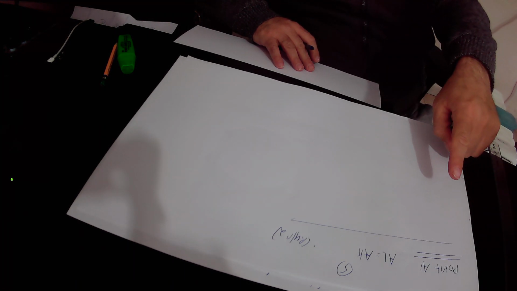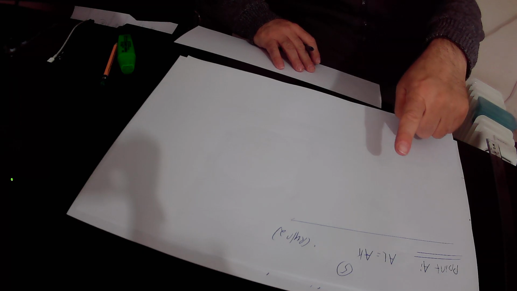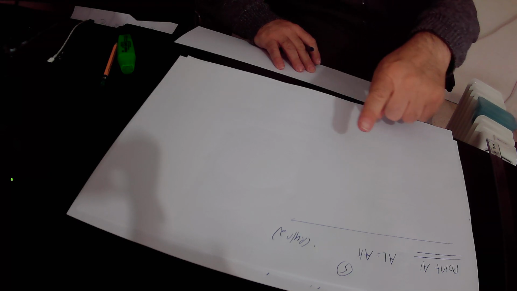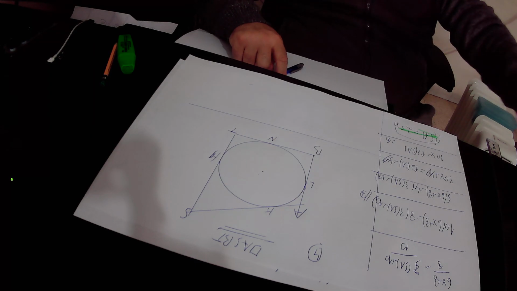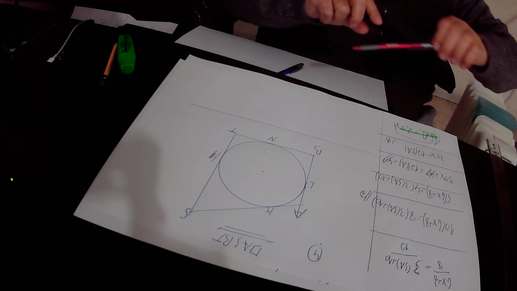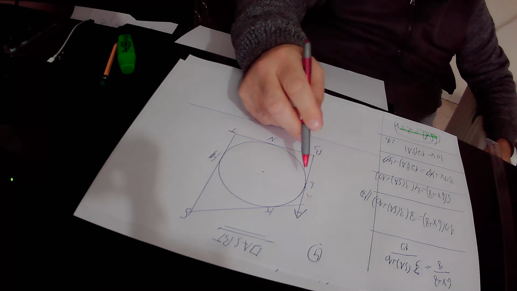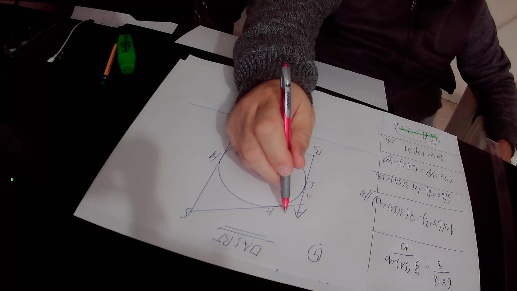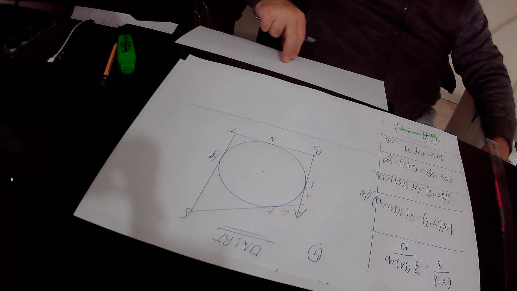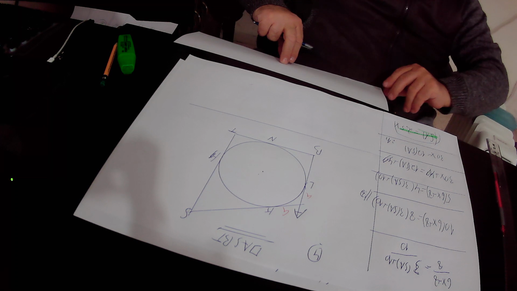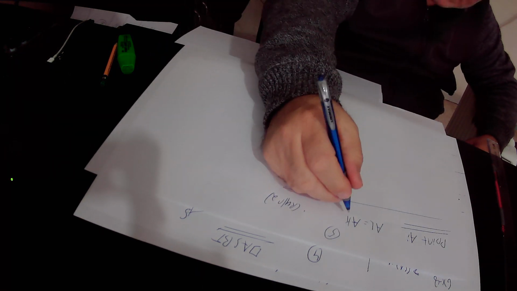If we focus on the common external point A, tangent AL must be equal to tangent AK according to rule 2. So if we define the length of tangent AL as a, then the length of tangent AK must also be equal to a because they are equal to each other. So AL equals AK equals a.